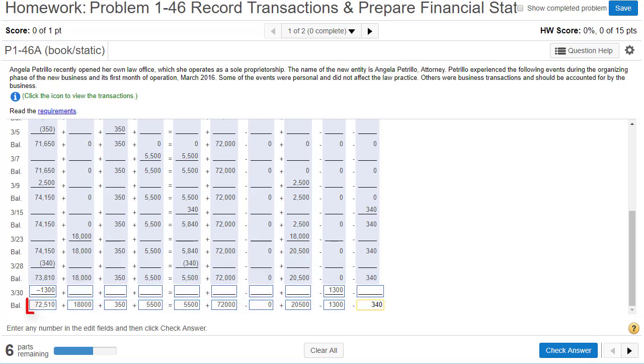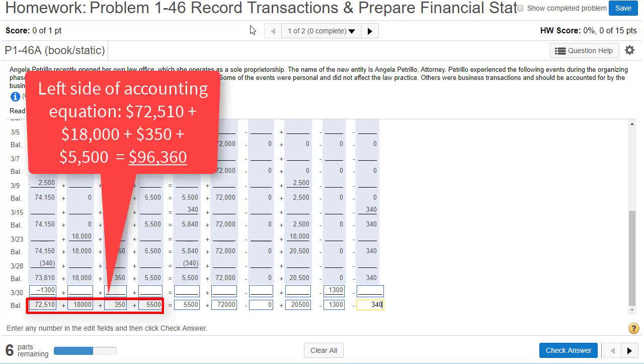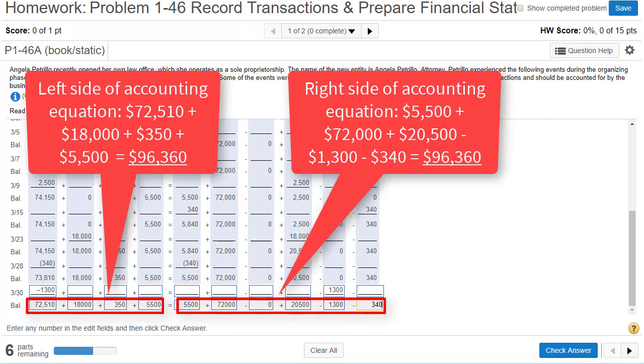So we should also double check that the left side of the accounting equation, assets, equals the right side, liabilities plus equity. And they are equal.